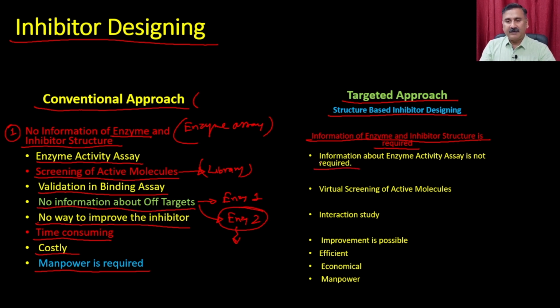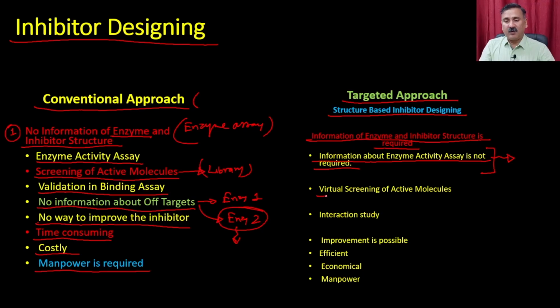You don't require information about the enzyme activity assay, because you're not going to perform the activity assay in the first step, right? First, you are going to analyze the enzyme and inhibitor structures and see whether they are compatible with each other or not. You are going to perform virtual screening of the active molecule, so it is very fast, and it does not require you to perform the activity assay.